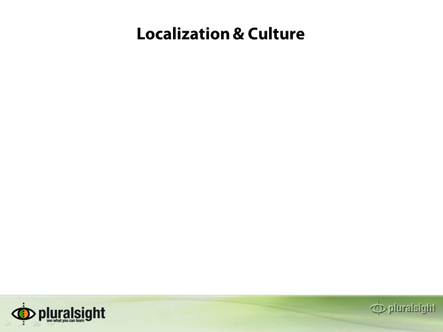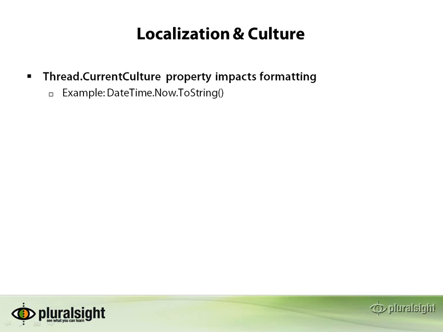The next topic we wanted to talk about is how to localize an application. There are two important settings for every thread of execution that determine how an application behaves under different cultures. The first setting is exposed by the static current culture property of the thread class. This property tells the runtime how to format strings.